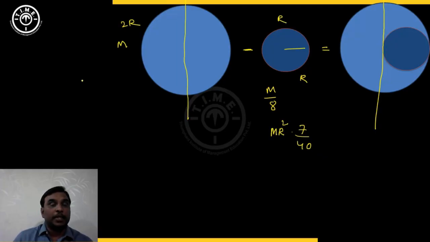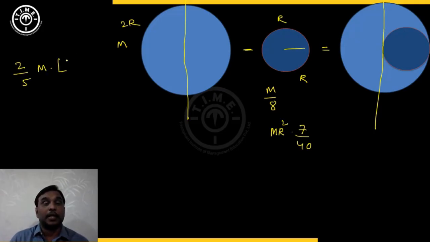That is about its own axis, diameter, 2 by 5 m r square. 2 by 5 m into r square. This r is the radius 2r. So (2r) square. So m r square, 4 times 2 by 5 is 8 by 5. This is the moment of inertia of the bigger sphere. How much is that? 8 by 5 m r square.